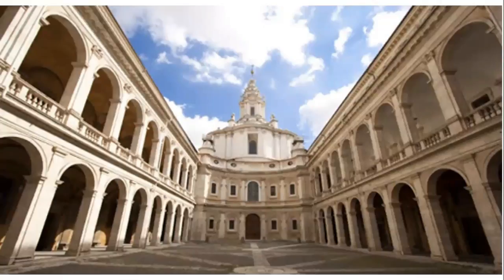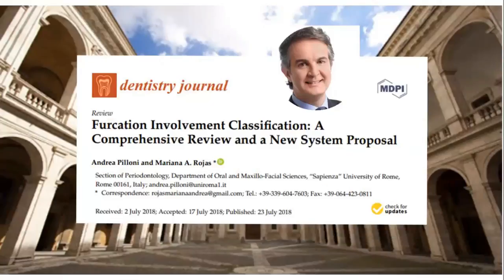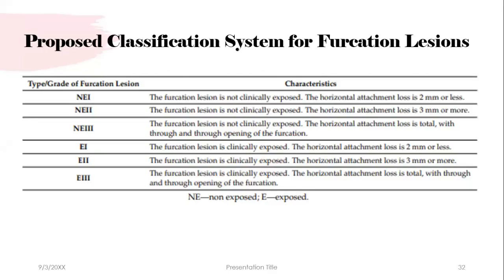In 2018, from Sapienza University of Rome, Dr. Andrea Pollini published this new classification of furcation defects. Dr. Pollini proposed a classification system for furcation lesions. He described two main features in furcation defects, whether non-exposed or exposed.